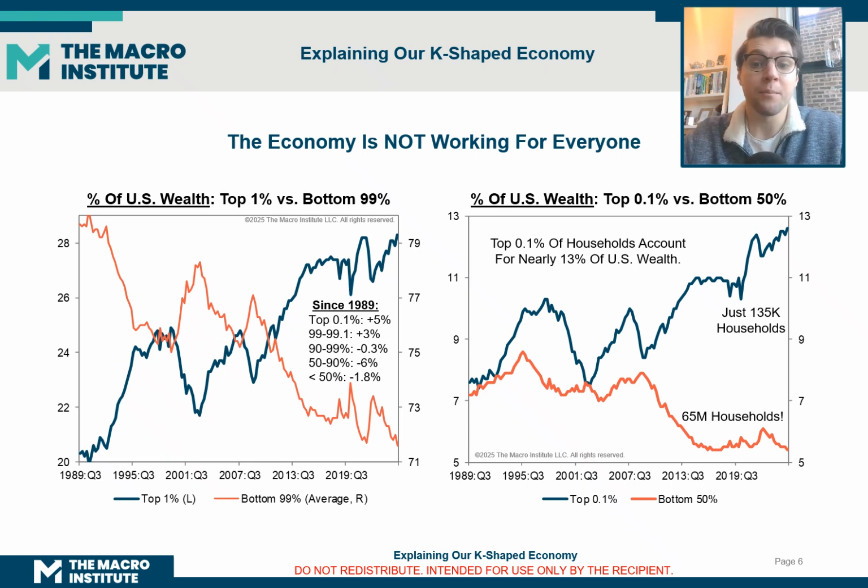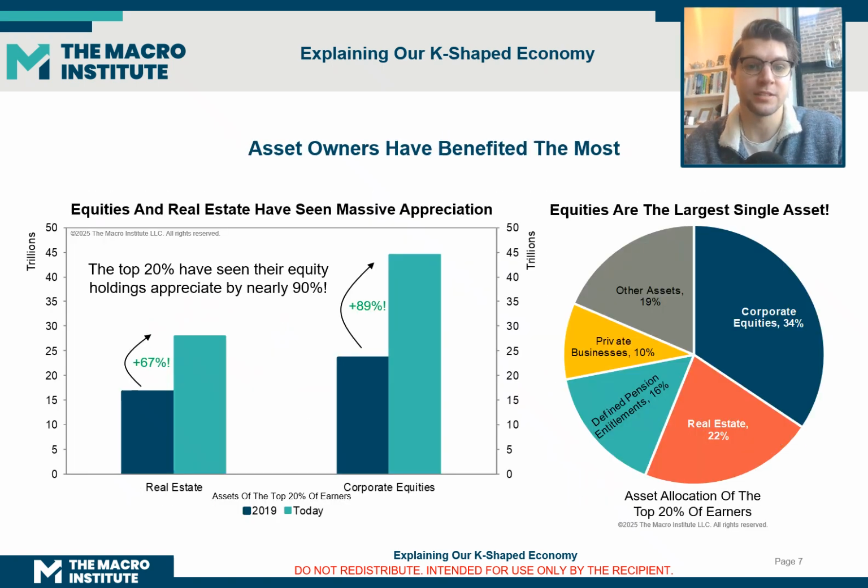The top 0.1% makes up just 135,000 households, and the bottom 50% makes up 65 million households. And right now, those 135,000 households account for nearly 13% of all U.S. wealth. They're just astounding statistics. So what's caused some of this?